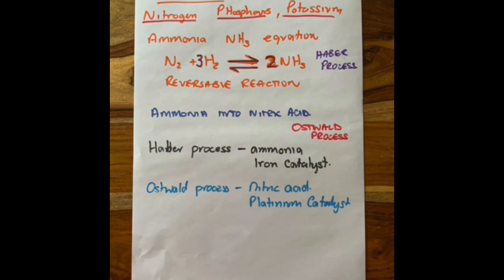Fertilizers. This is the Haber process. You need to know the 3 things for fertilizers: nitrogen, phosphorus, potassium. You need to know how ammonia is made, in the equation. So N2 plus 3H2 will give you 2NH3, which is the Haber process. It's reversible. To turn ammonia into nitric acid, use the Ostwald process. Things you need to remember from this: Haber process, ammonia, iron catalyst; Ostwald process, nitric acid, platinum catalyst.